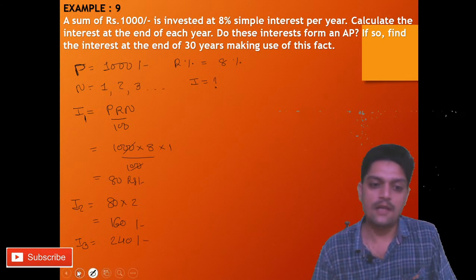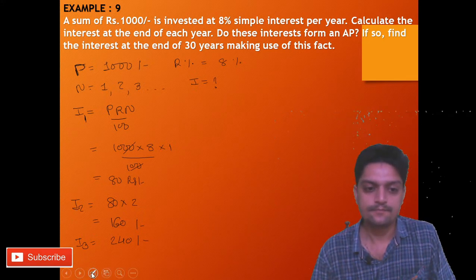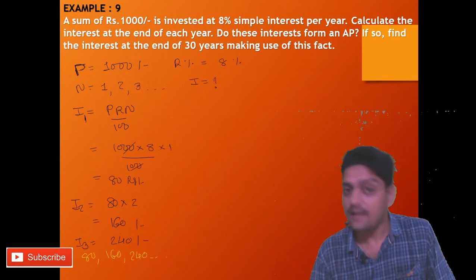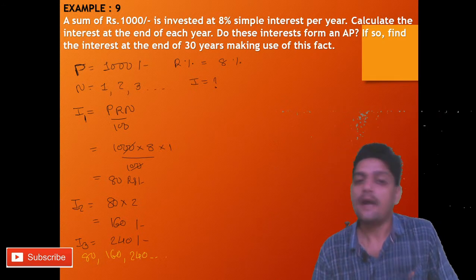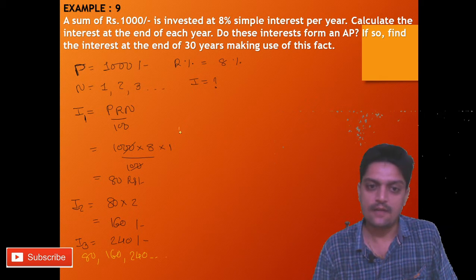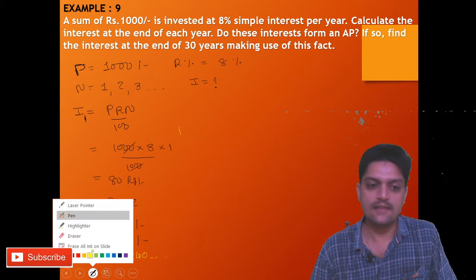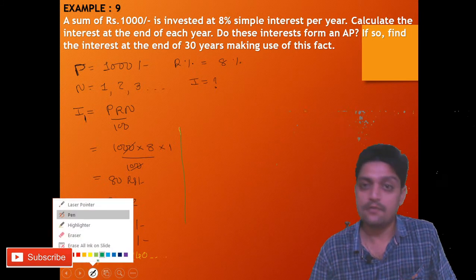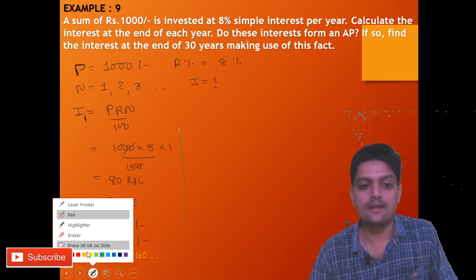So now our AP will be 80, then 160, then 240, and so on. Is that an AP? Yes, this is an AP. Why? Because here the common difference is the same. So we can say this is an AP. So now what do we have to do? We have to find the interest for 30 years.